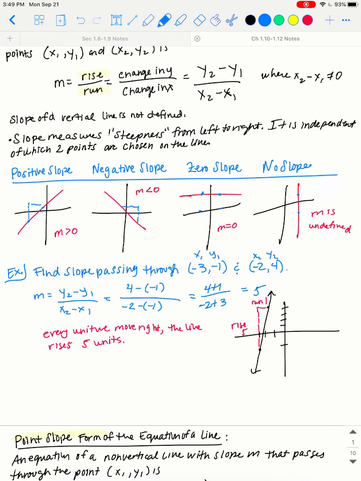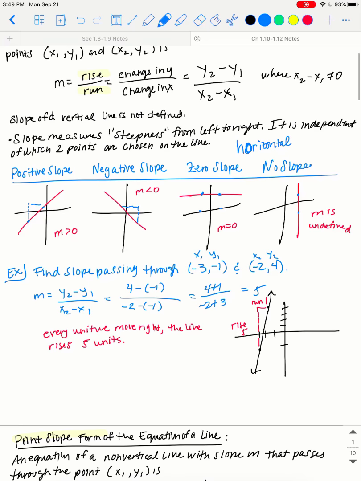And a way that I remember which is which, a horizontal line has 0 slope, and a vertical line has no slope: I remember because "horizontal" has an O, which I think looks like a 0. So that's how I remember which one has 0 slope.